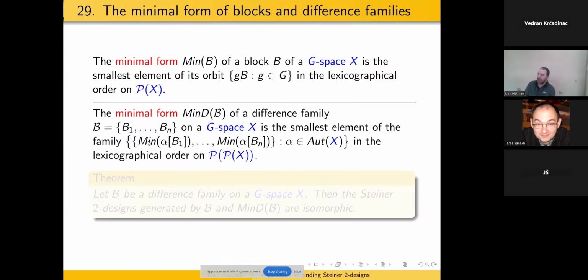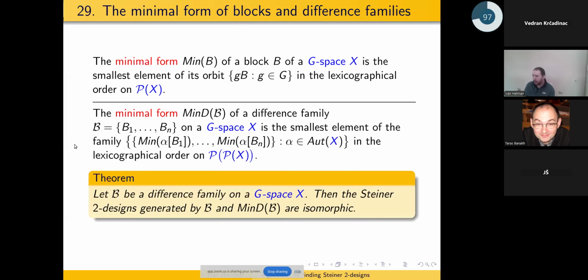So we choose a minimal set, a minimal family of transformations of this difference family, firstly by automorphisms, and then by choosing a minimal element in every orbit in the lexicographical order of the power set of X. So, as you can see, a lot of similarities.